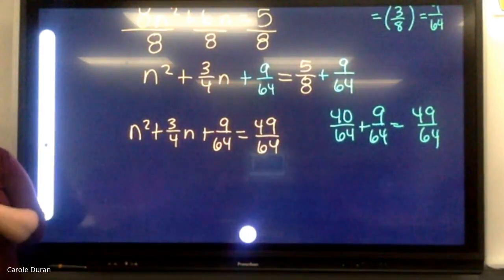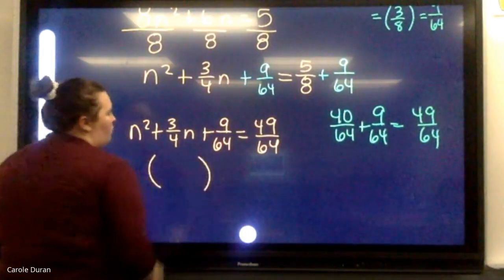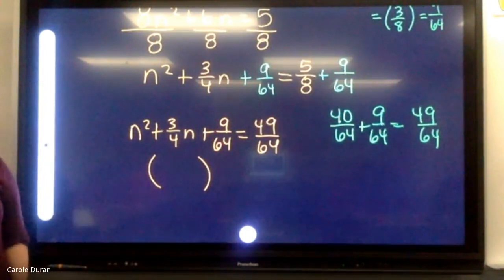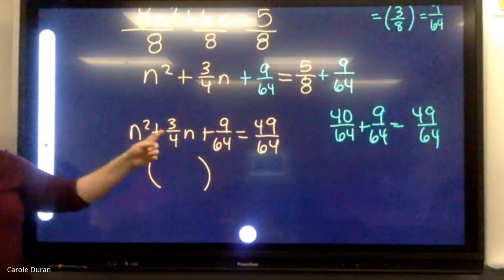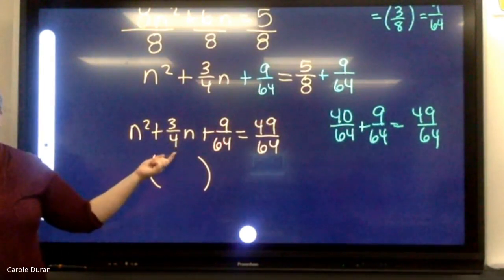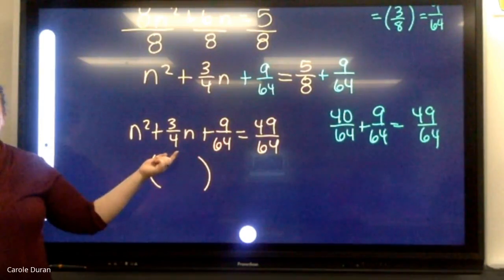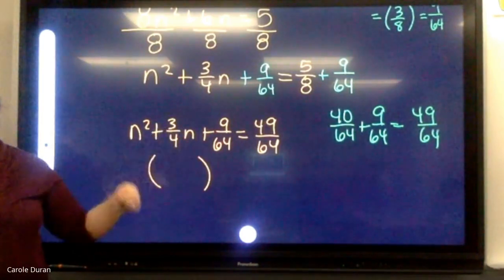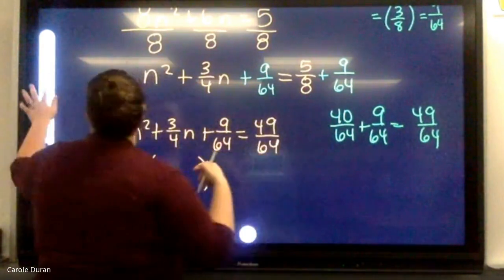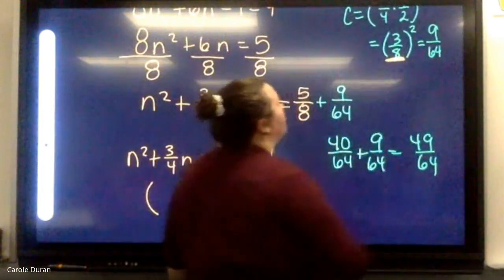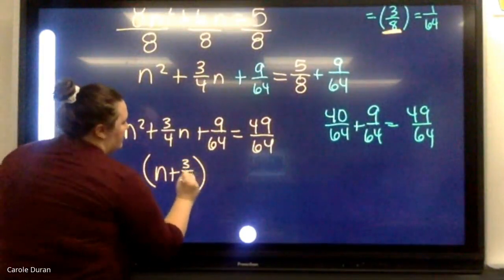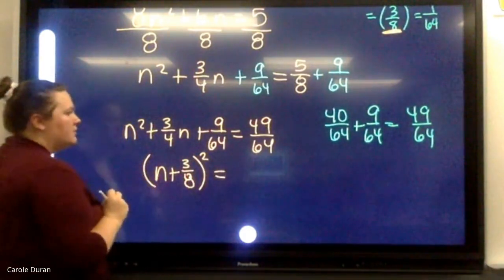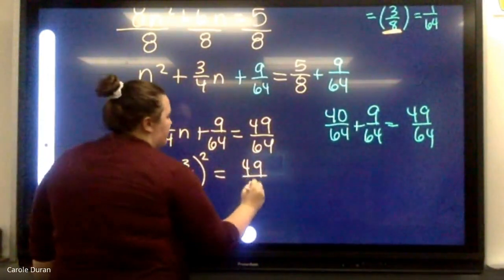I need to factor this left-hand side. What's it going to factor into? It's going to factor into n plus 3 over 8, squared, because 1/2 times 3/4 is 3/8. It's the same value I got here before I squared it. So I have n plus 3/8 squared equals 49 over 64.